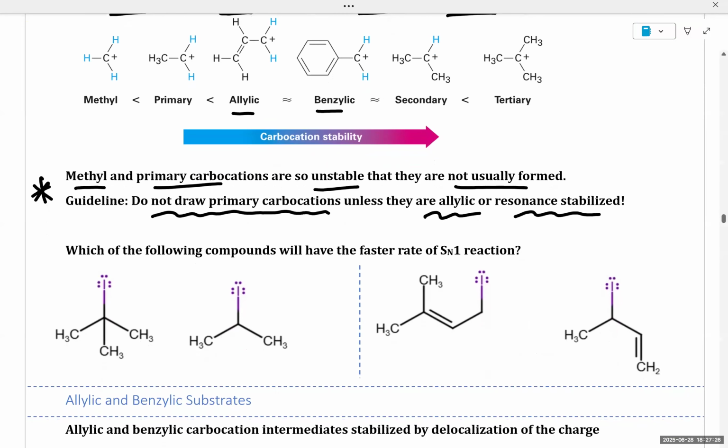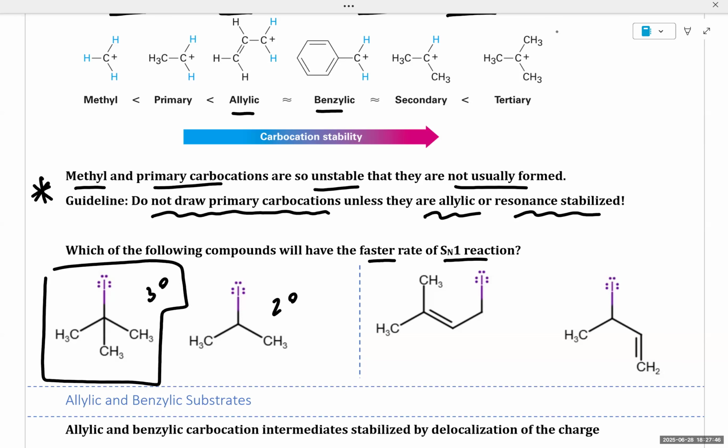So let's take a look and ask which of the following compounds will have a faster rate of SN1 reaction, given that SN1 reaction rate increases the more stable your carbocation formed will be. So if we have a choice between a secondary and a tertiary substrate, the tertiary substrate is going to have the faster rate of SN1 reaction.